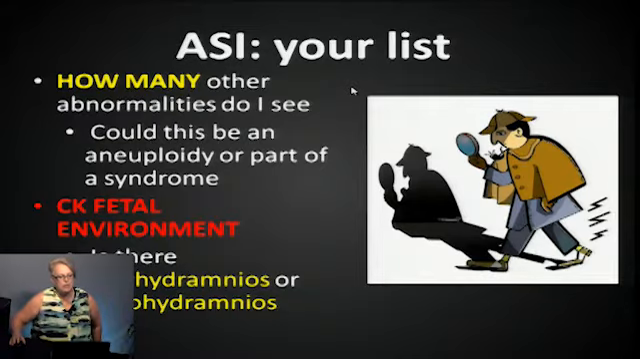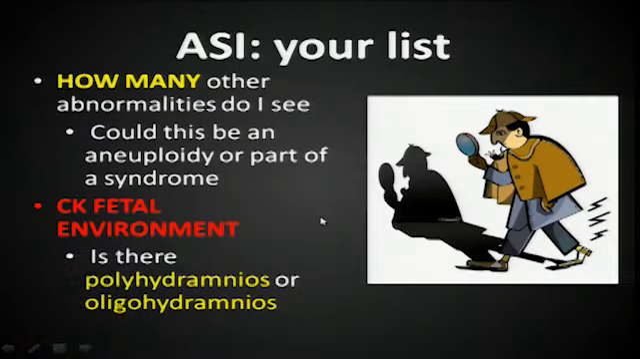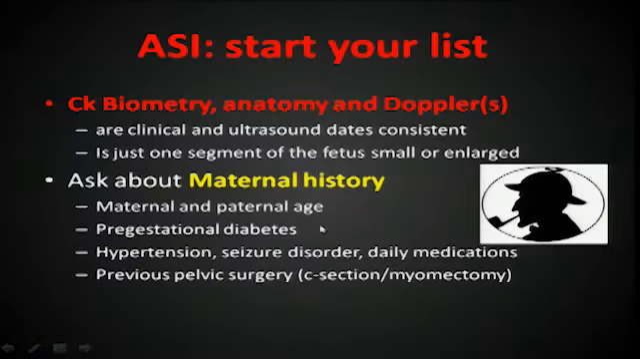How many other abnormalities do I see? Because the more abnormalities you see, then the greater chance that this could be associated with aneuploidy or a genetic syndrome. Check your environment. Is there polyhydramnios, oligohydramnios? And then looking at your biometry, anatomy, and then Dopplers if appropriate. Are the anatomy and the Dopplers consistent for the gestational age that's assigned? Is one segment of the baby small or enlarged?